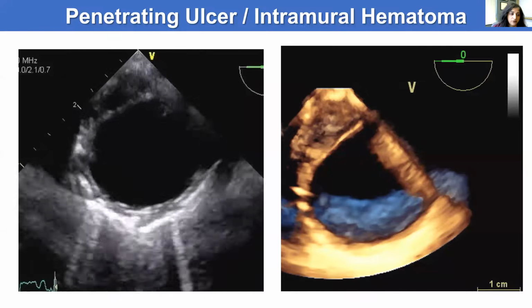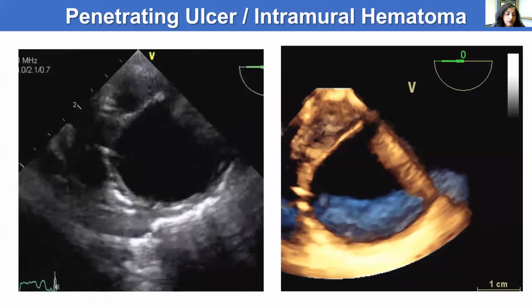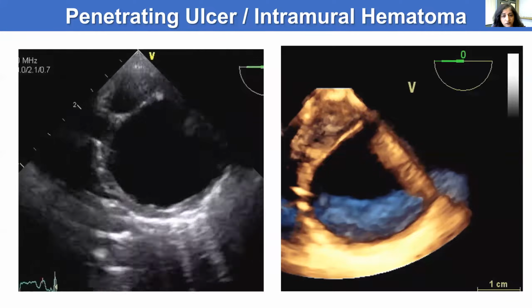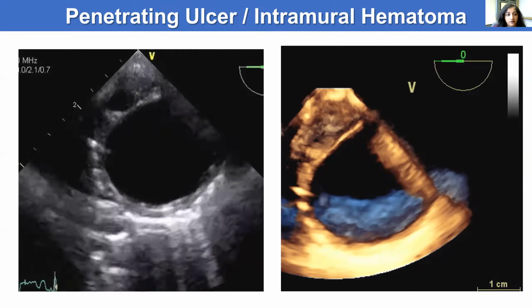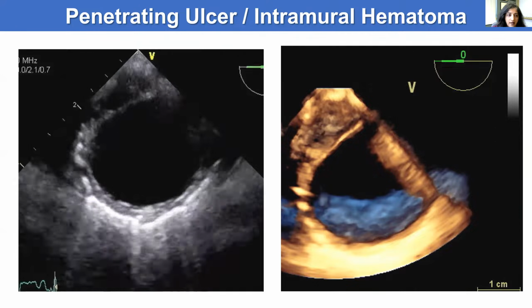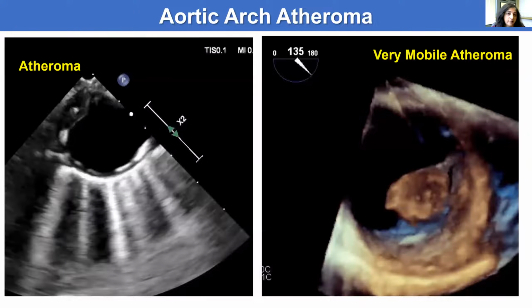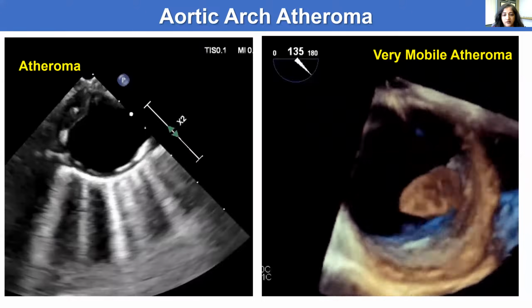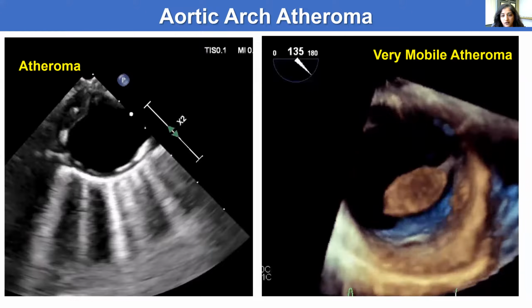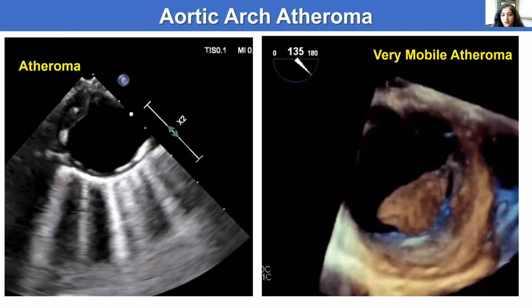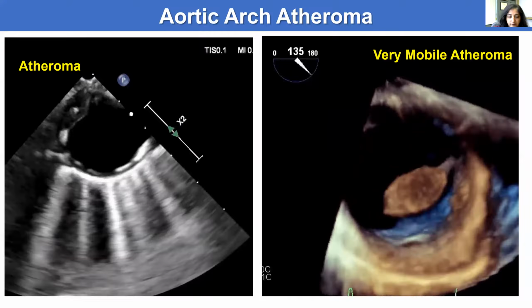And TEE can also evaluate for penetrating aortic ulcers, which can lead to intramural hematomas, as you see here in the thoracic aorta. And then TEE can also evaluate aortic arch atheroma, particularly given the excellent image resolution in the thoracic aorta. So you see here in this patient some moderate atheroma in the distal thoracic aorta. And then you see here in this patient a very large mobile atheroma, which puts this patient at risk for thromboembolic events.